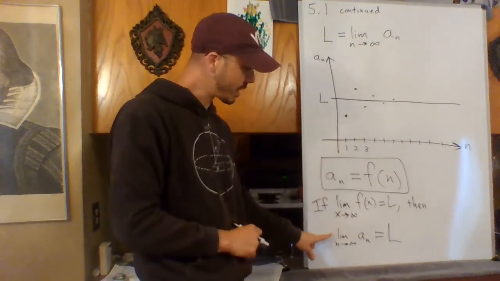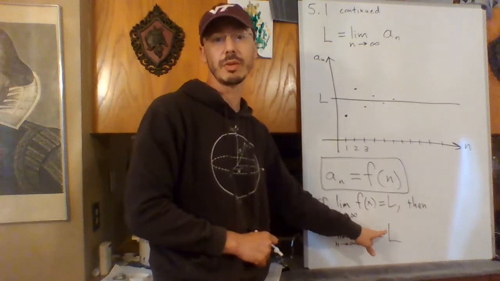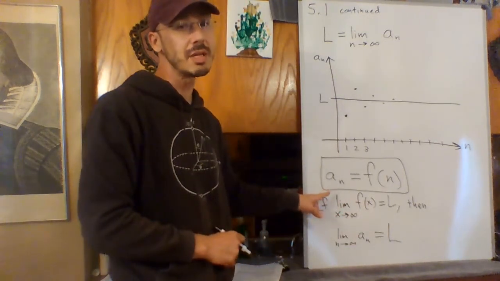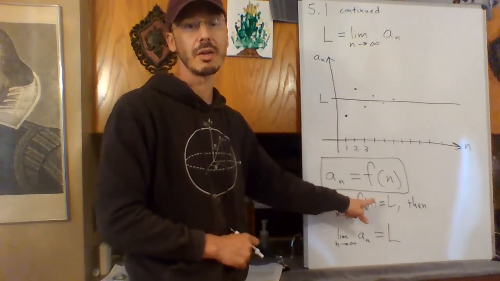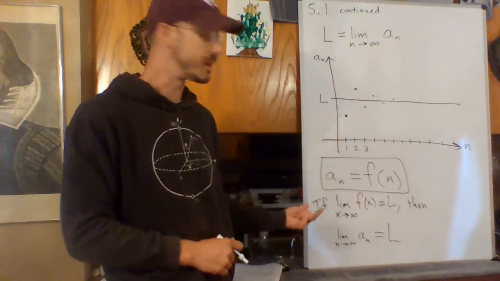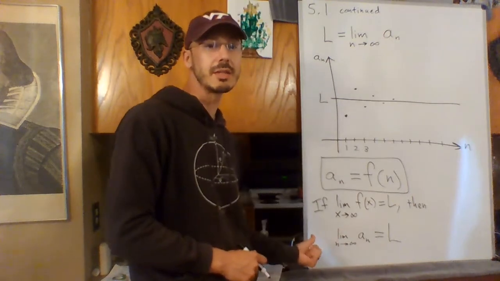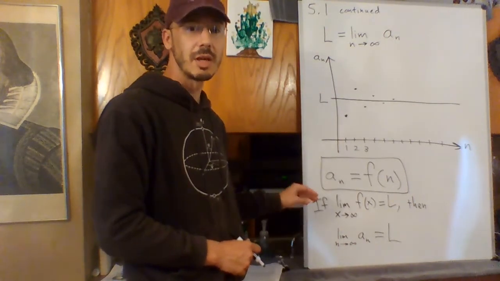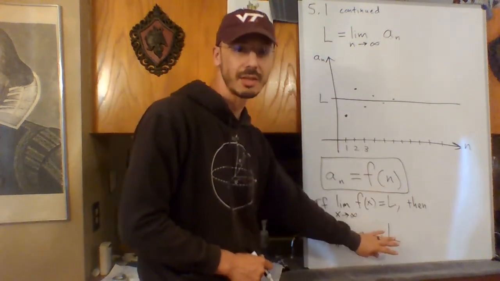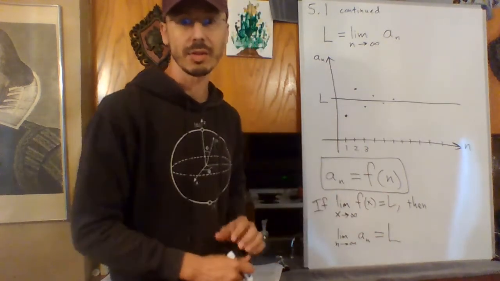Just because a sequence converges to a value L, it doesn't necessarily mean that the function converges to L. The function might not even be defined for the numbers in between the whole numbers. This is not a two-way street. If this, then this, but not necessarily the reverse.